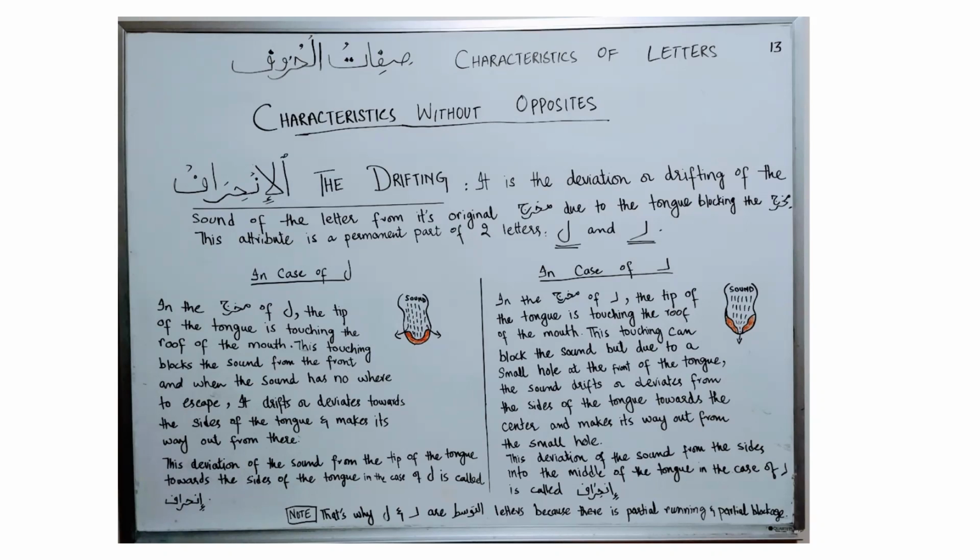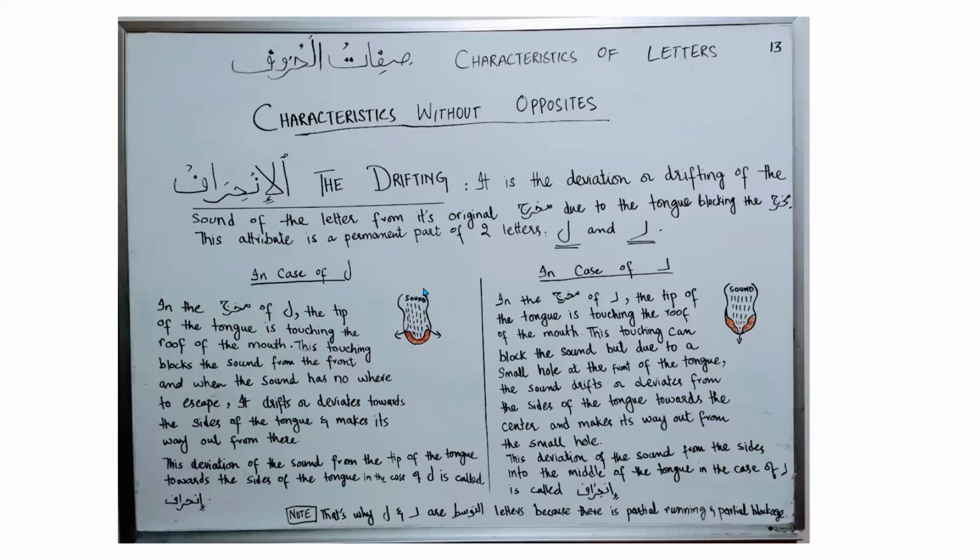In case of letter lam, as our tip of the tongue is touching the roof of the mouth, the sound of the letter cannot exit from the front. So it deviates from the front of the tongue to the sides of the tongue. As soon as letter lam touches its makhraj, the sound will deviate from the front to the sides of the tongue because there is a blockage of the tongue at the front. This is inhiraaf of letter lam.